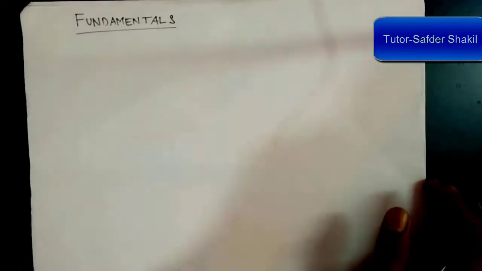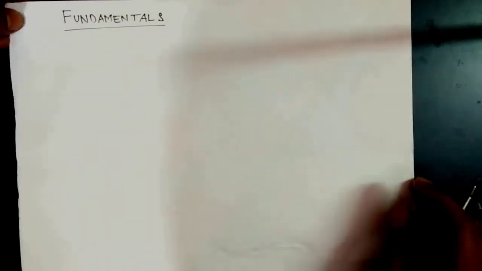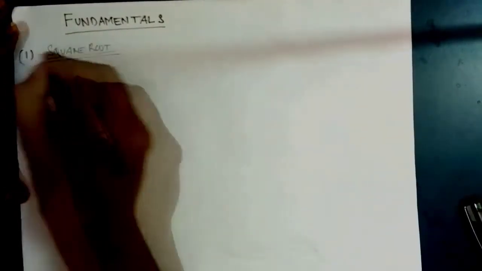We'll be starting with fundamentals today. In this lecture series, we'll be learning about the basic mistakes people make in maths. This lecture will be for +2 level and above. So let's start. We'll start with square root first.